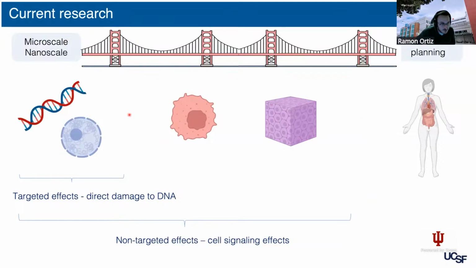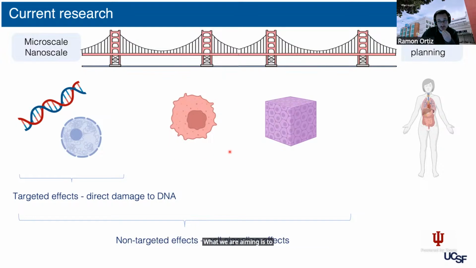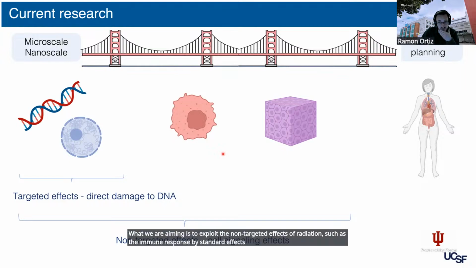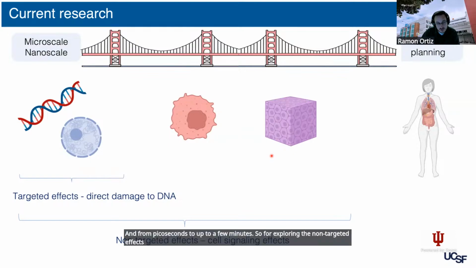But while in conventional radiobiology the main target is the DNA, when it comes to the development of new emerging techniques such as spatially fractionated radiotherapy or flash radiotherapy, what we are aiming is to exploit the non-targeted effects of radiation, such as the immune response, bystander effects, or other cell signaling effects that happen at cellular and tissue scale. And due to the level of detail of the simulations with TOPAS-nBio, the feasible scales we can explore are the nano to micrometer scale and from picoseconds up to a few minutes. So for exploring the non-targeted effects of radiation in the context of developing new radiotherapy techniques, it is required to add another scale in terms of space-time, but also in terms of the type of mechanisms that we can simulate with these software.